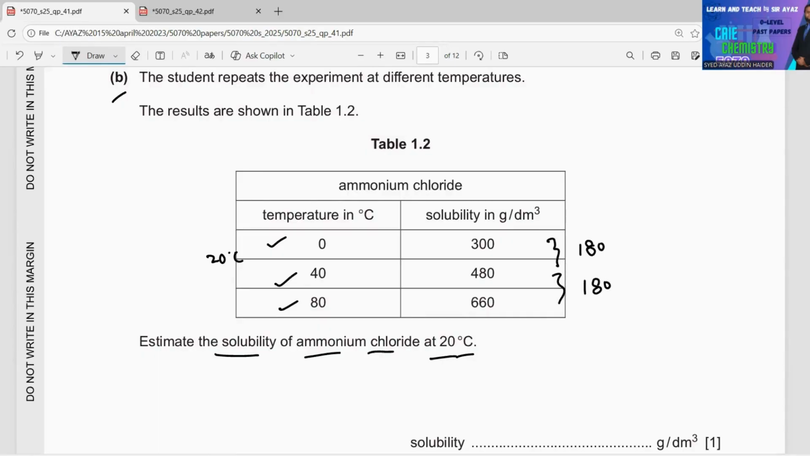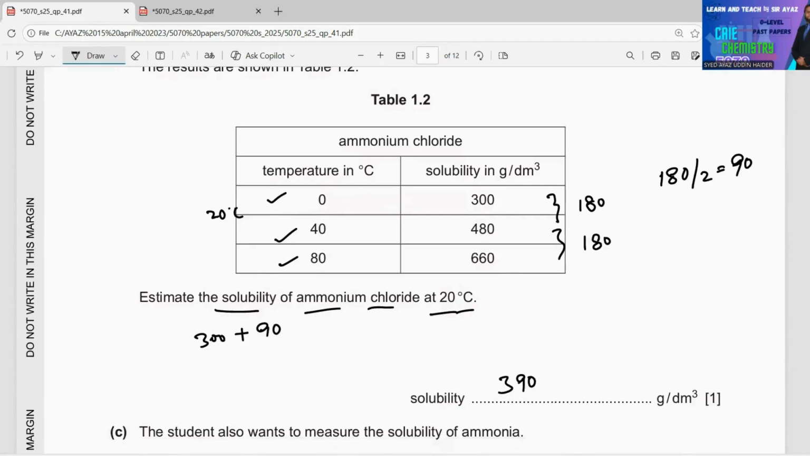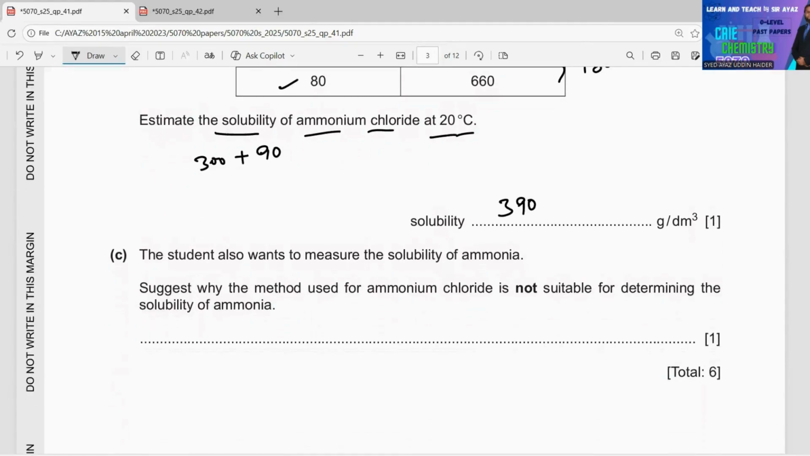So I'm going to divide it by 2 and I will get 90. So simply add 90 to 300 to get the solubility at 20 degrees centigrade. So 390 grams per dm cube will be the final answer at 20 degrees centigrade.